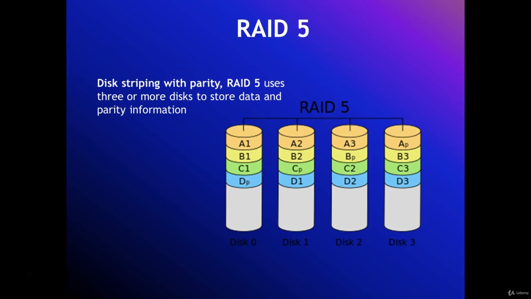RAID 5 is a RAID configuration that uses disk striping with parity. Because data and parity are striped across all the disks, no single disk has a bottleneck. Striping also allows users to reconstruct data in case of disk failure. Reads and writes are more evenly balanced in this configuration, making RAID 5 the most commonly used RAID method.